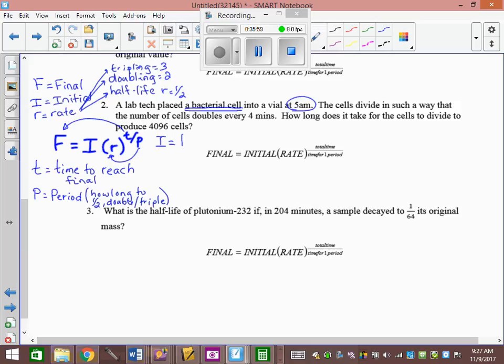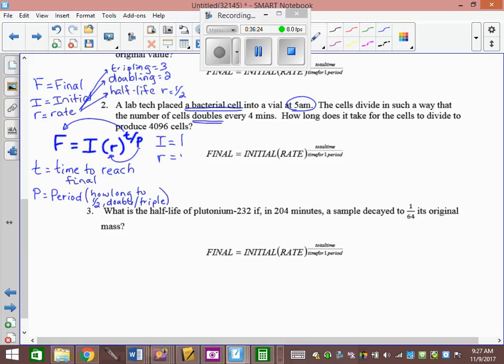is just extra. The cell divides in such a way that the number of cells doubles, and it's a cell, so we're not going to be halving the cell. That doesn't really make sense. Radioactive material, half-life, right? Cells, bacteria, all that stuff is always doubling, tripling, getting bigger. So it doubles. So what's that mean?